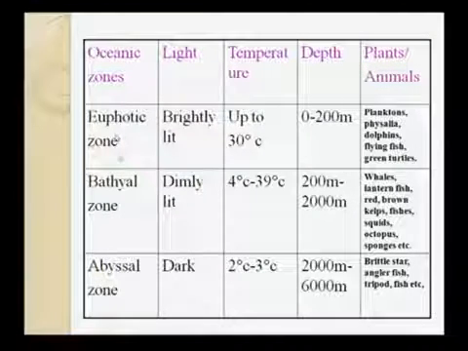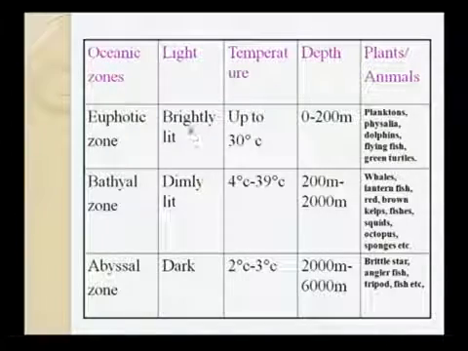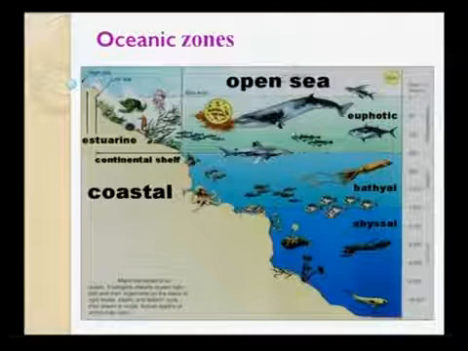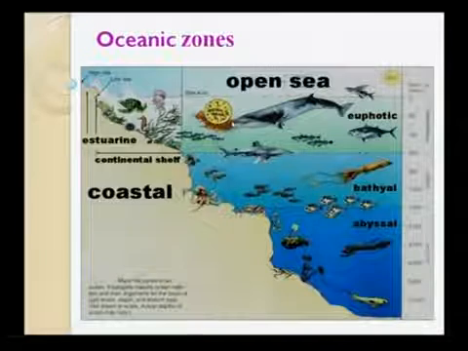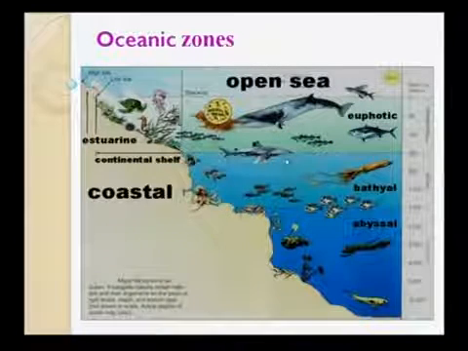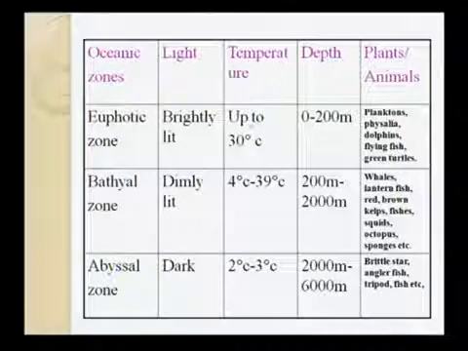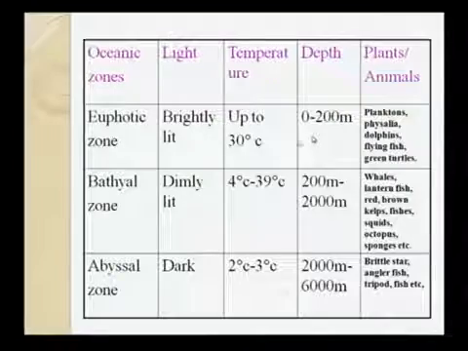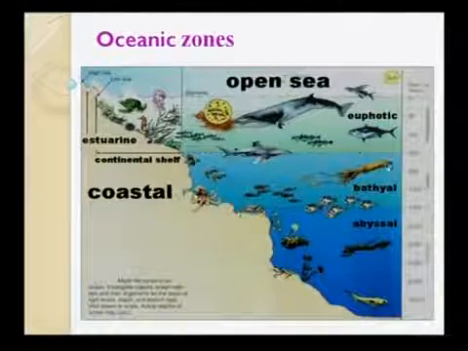So now let us learn about the aphotic zone. What about the light in the aphotic zone? If you look here, see this zone, it is brightly lit, right? The sunlight directly falls in this zone, so this zone is brightly lit. Coming to the temperature, it is up to 30 degrees Celsius, okay? And coming to the depth of this zone, here the depth is 0 to 200 meters, okay?